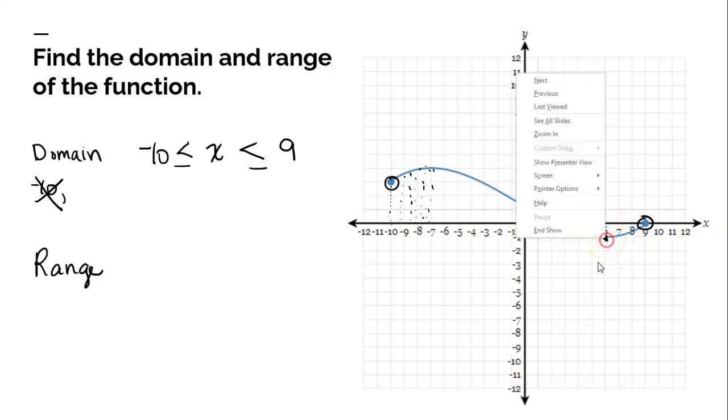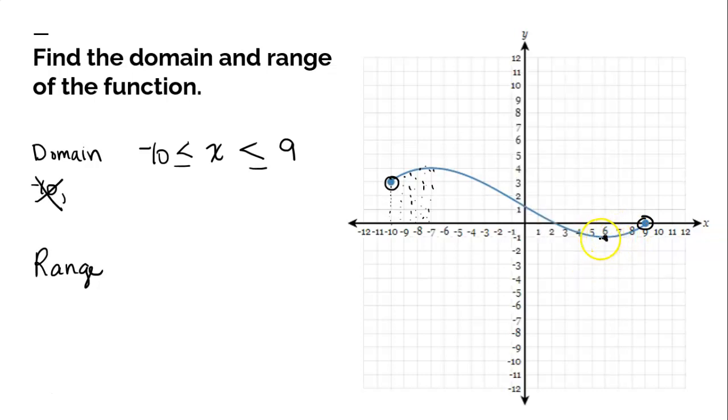Our smallest y value is right there. That y value, if I follow that over, is -1. The highest y value is right here, and that's at 4. And y is in between those. So the smallest y value is -1. The largest y value is 4. So -1 is less than or equal to y is less than or equal to 4.